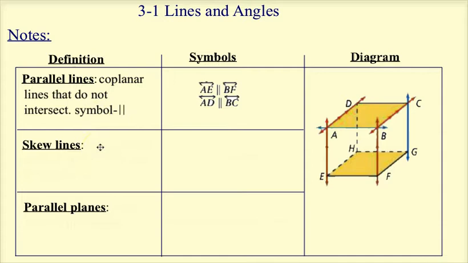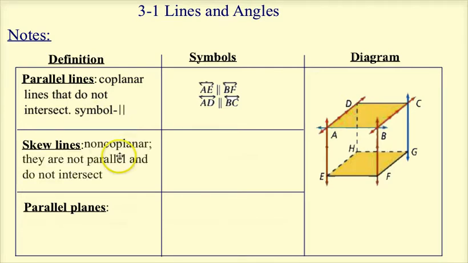And we also have skew lines. Skew lines are non-coplanar, so they're not in the same plane. They are not parallel and they do not intersect. So an example of skew lines, and there's no symbol for skew lines, we're just going to say line AB, this blue line right here, and CG back here are skew lines. So they're not in the same plane, they're not parallel, and they're never going to intersect. So the two blue lines, line AB and line CG, are called skew lines.